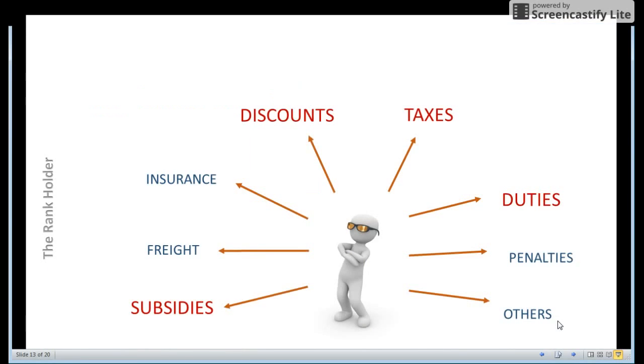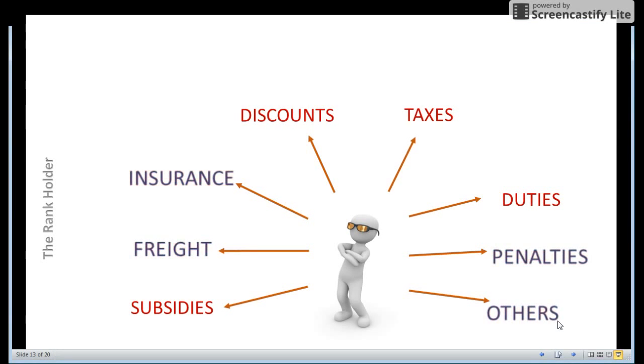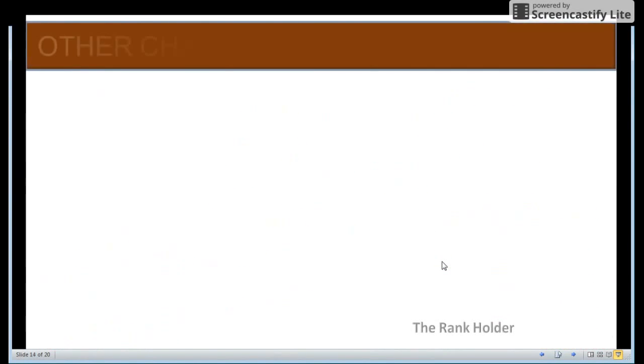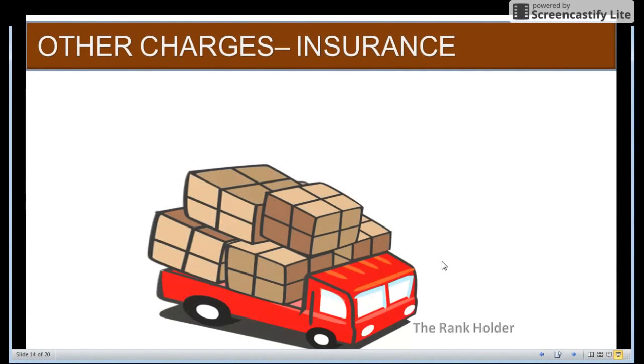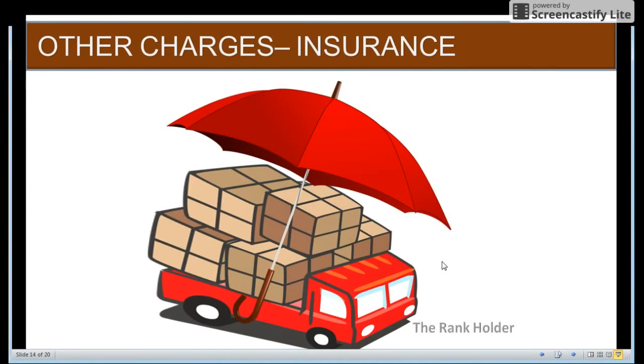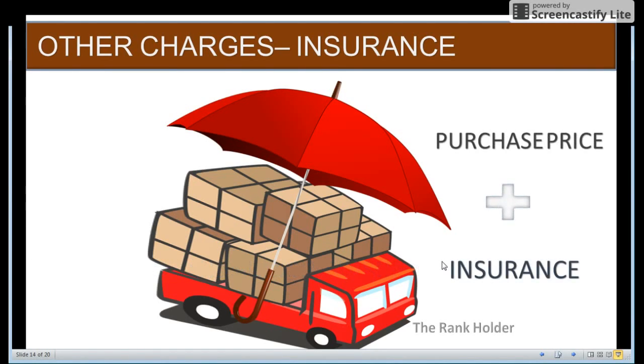Next, let us look into some of the other types of charges which are incidental to purchases like insurance, freight, penalties, and others. First, let us discuss insurance. This insurance is mainly to protect goods during transit to the buyer's place from all risks, physical losses which may happen during transit. This may happen either by land, sea, or air. Since this is also necessary to bring goods to its present location and condition, insurance is added to the purchase cost.